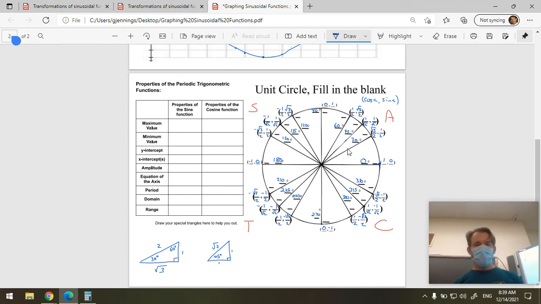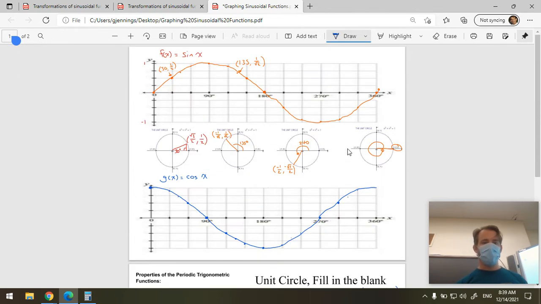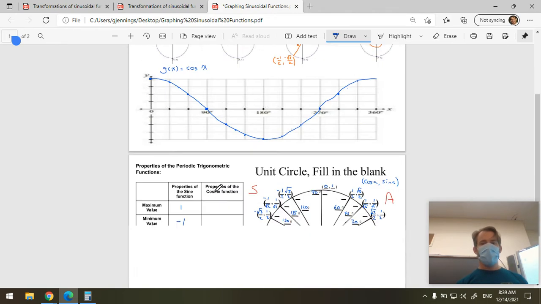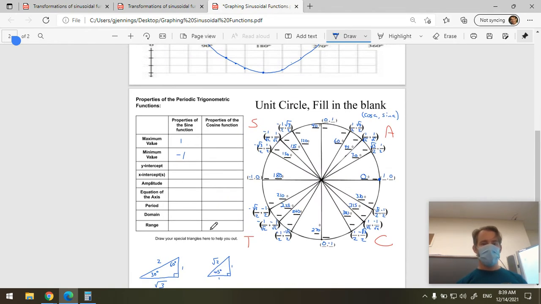So you can also fill in this table here. The maximum value for the sine function is 1. Its minimum value is negative 1. Its y-intercept, well, you can go ahead and find its y-intercept there. Maximum value here, minimum value here. The maximum value of cosine is there, but it's also there. The minimum value is there. Okay, fill in these tables.